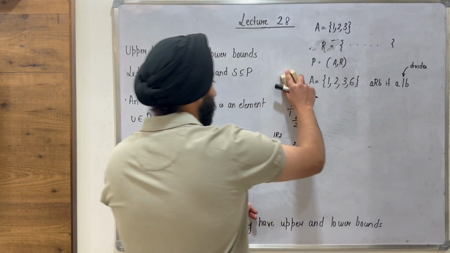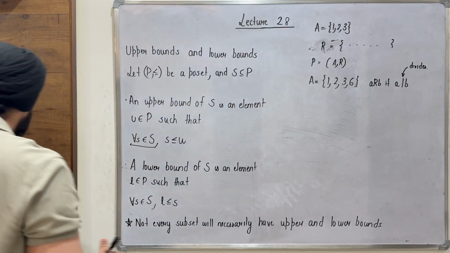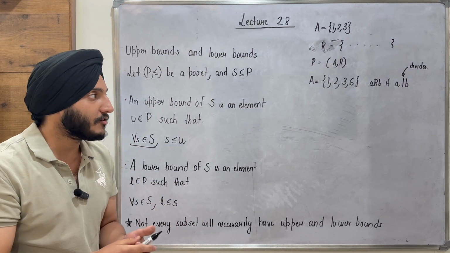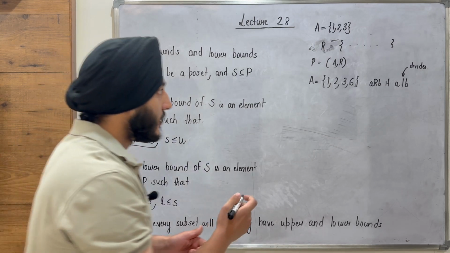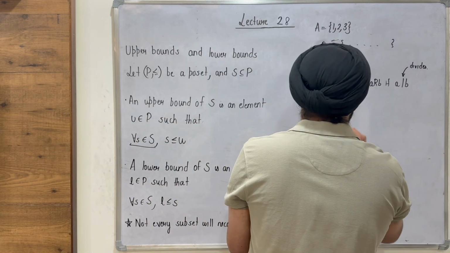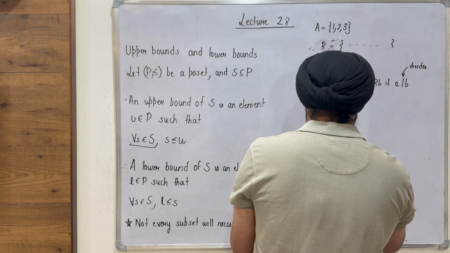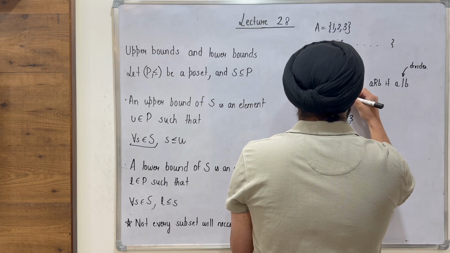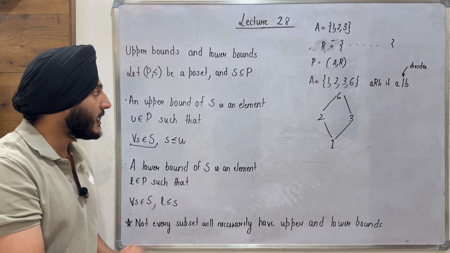Now, I'm going to draw the Hasse diagram for it. Once again, if you don't understand what a Hasse diagram is, I would highly suggest that you watch my previous lecture in which I've explained how Hasse diagrams work. So let's say I have this Hasse diagram. It's basically going to be 1, 2, 3, 6.